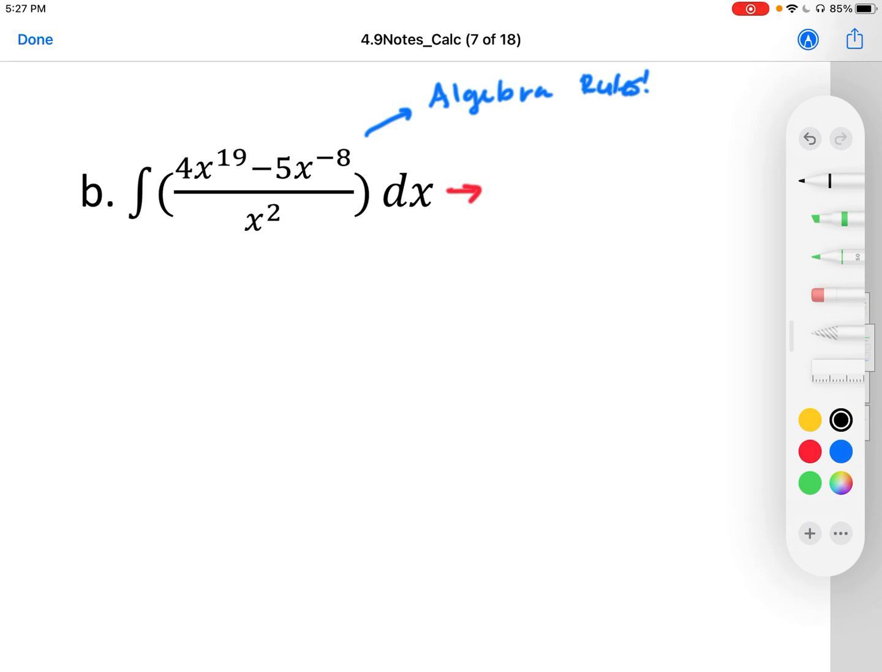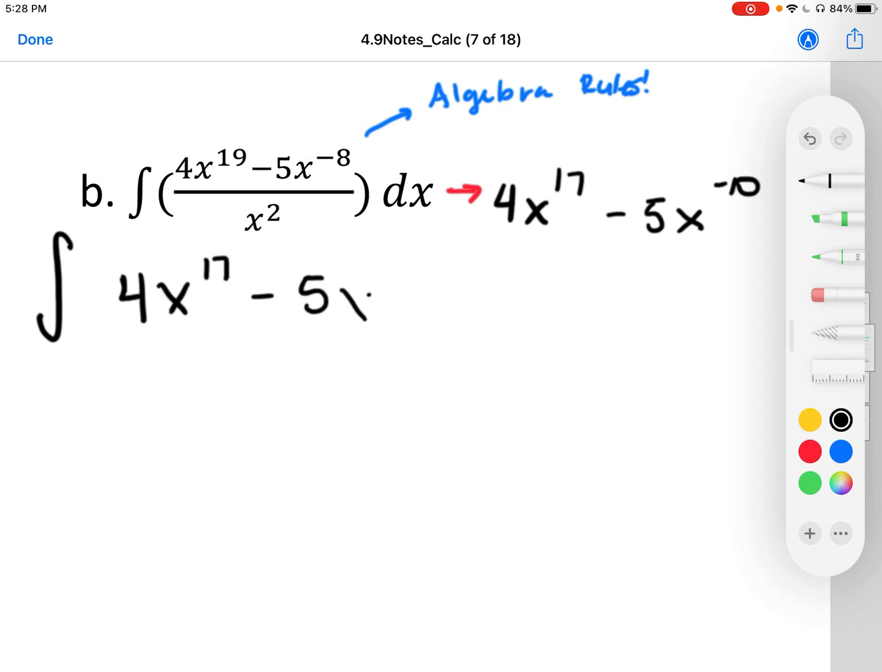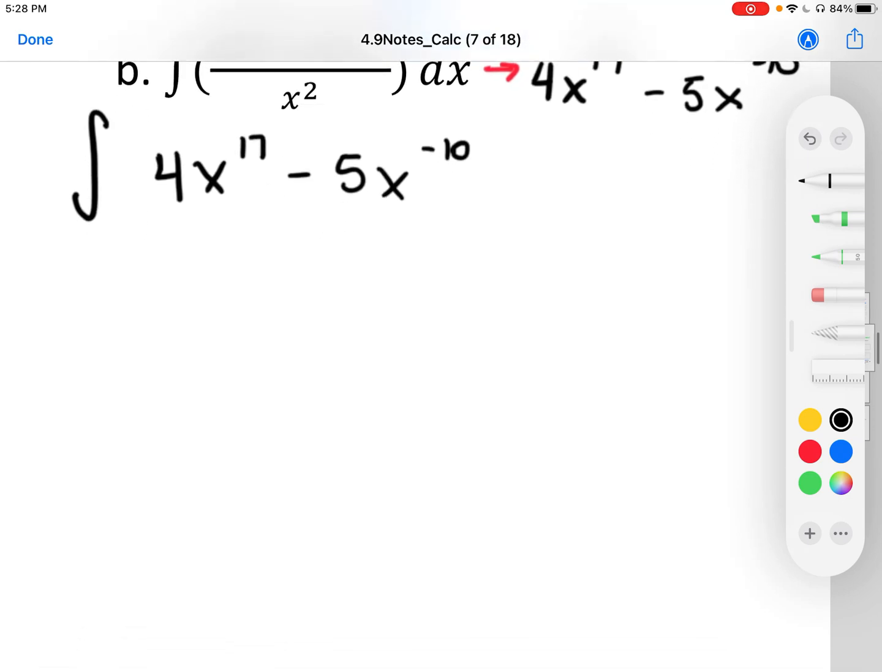So in order to simplify the denominator, we can use our algebra rule so that we have 4x to the 19 minus 2, which is 17, minus 5x to the negative 8 minus 2, negative 10. And that's something that we can more easily look at to try to integrate. All right, let's go ahead and try to integrate. Now, if you'd like to, you can use your separation of terms, or you can just go ahead and do it in one shot. Let's go ahead and split it.